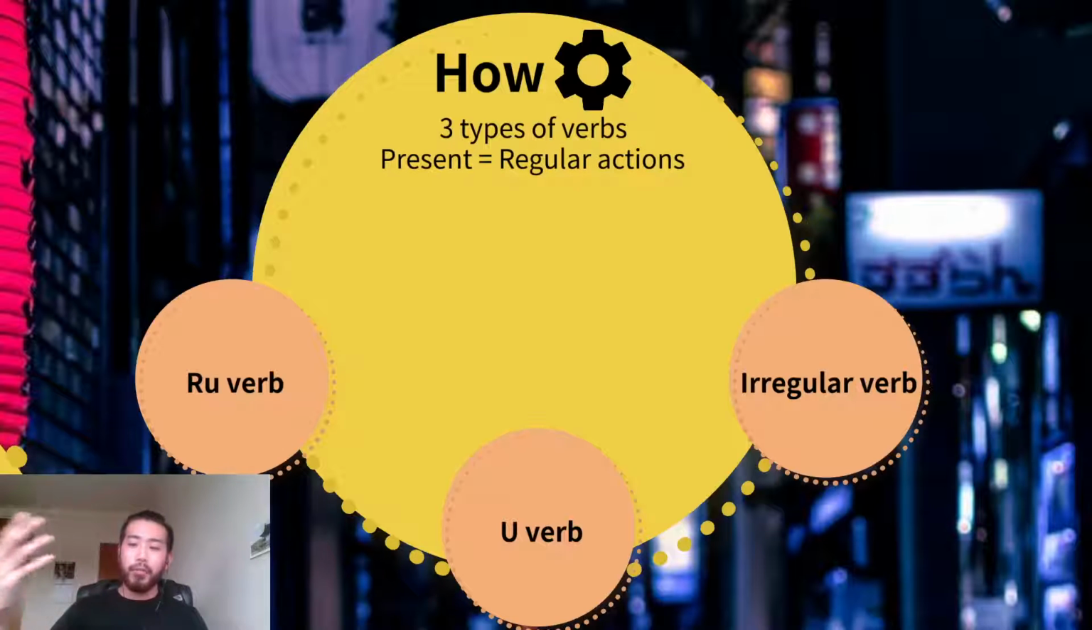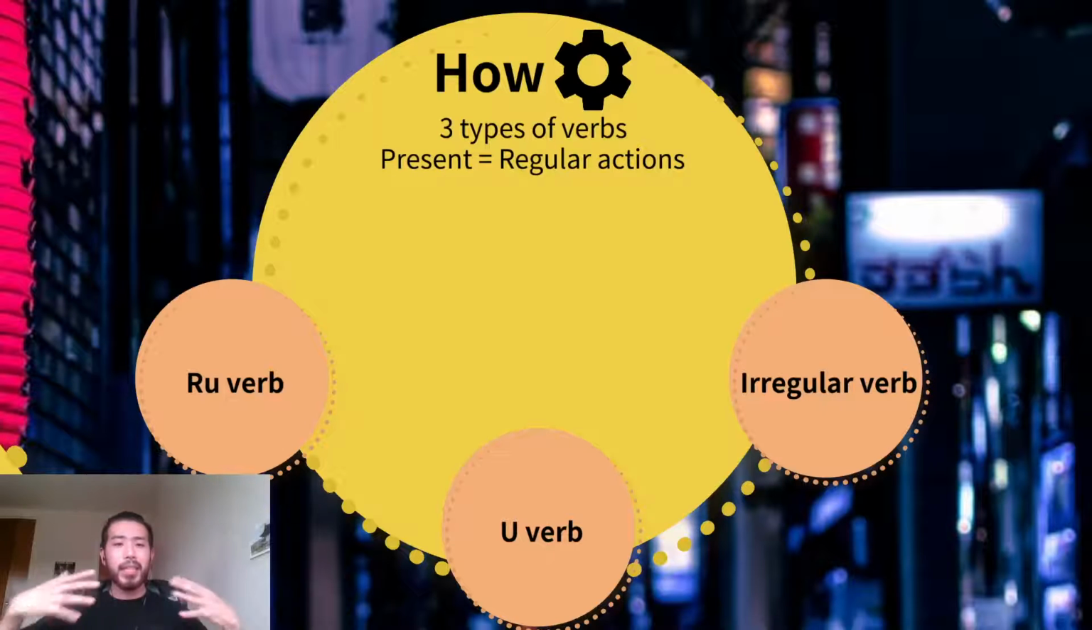And when I say present tense in Japanese, it means regular actions. For example, I sometimes watch movies. I often play golf, for example. So these actions are present tense in Japanese, regular actions. It doesn't mean I'm watching TV right now, or that I am playing golf right now. It's just something you do regularly. So that's the present tense.